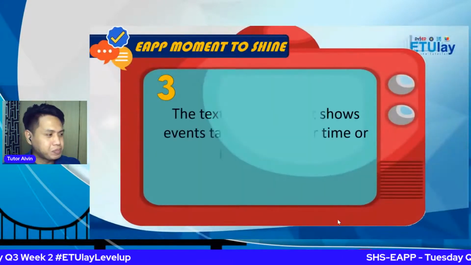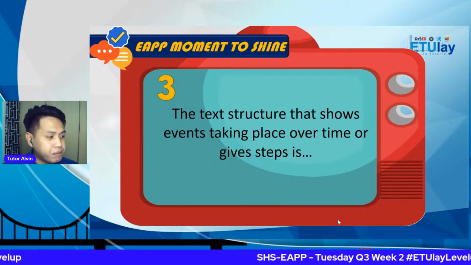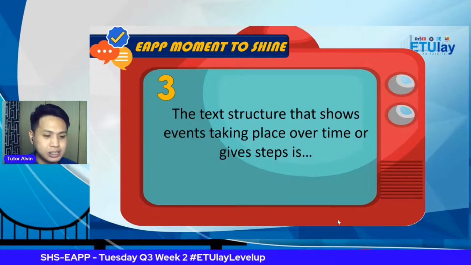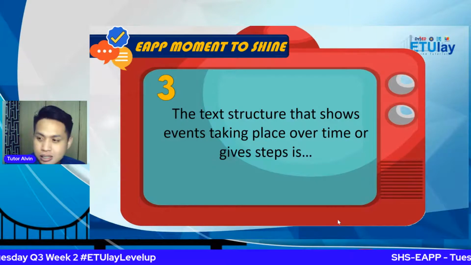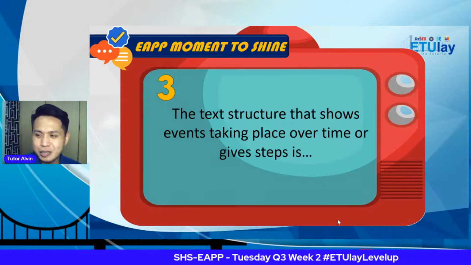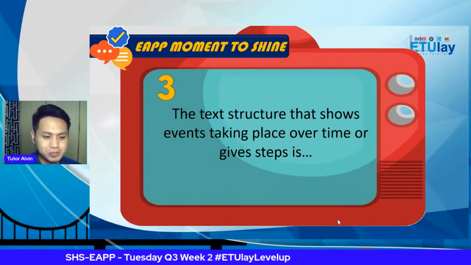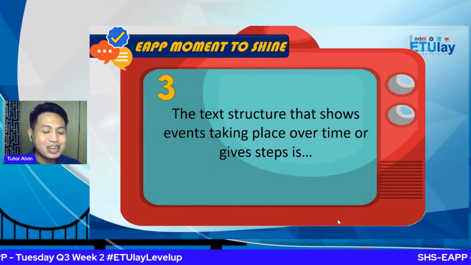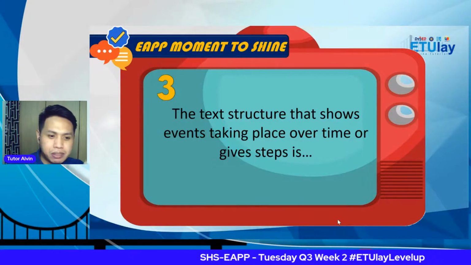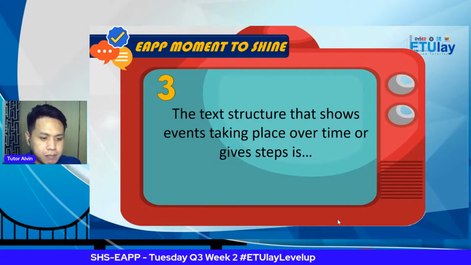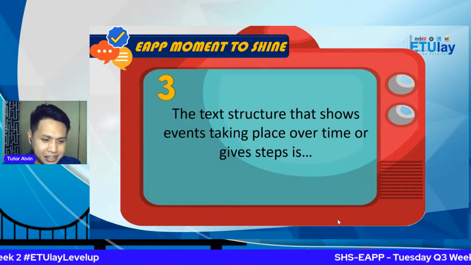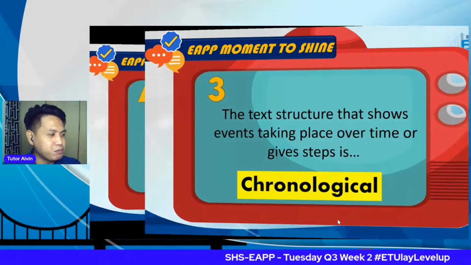Number three, the text structure that shows events taking place over time or gives steps. What text structure is this? Erica, it is chronological. That is correct. Mark Gabriel, chronological. Sequential is also accepted. Alan, chronological. Next, number four.